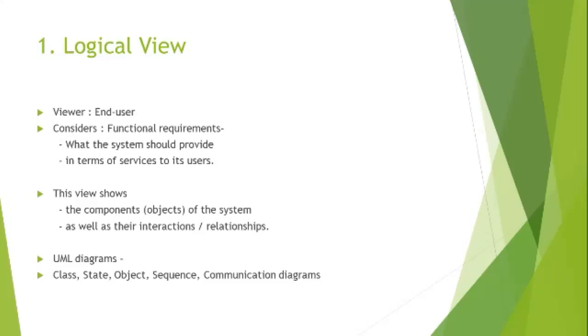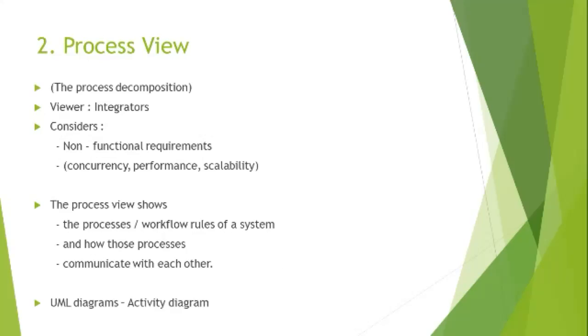First one is the logical view. The viewers are end users, who consider functional requirements, what the system should provide in terms of services to its users. This view shows the components of the system as well as their interactions or relationships. UML diagrams: class, state, object, sequence, communication diagrams.